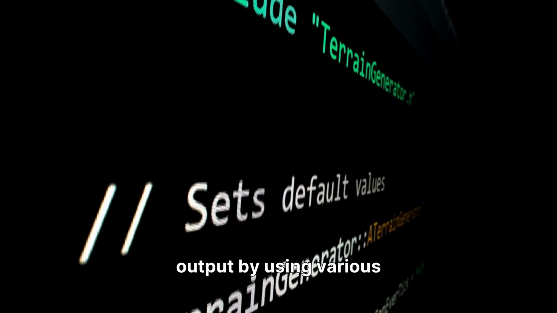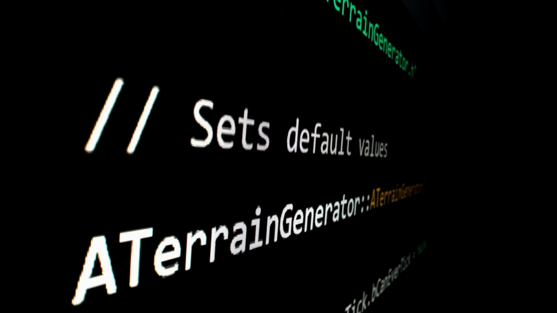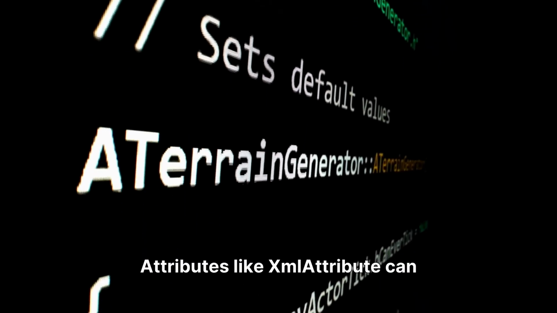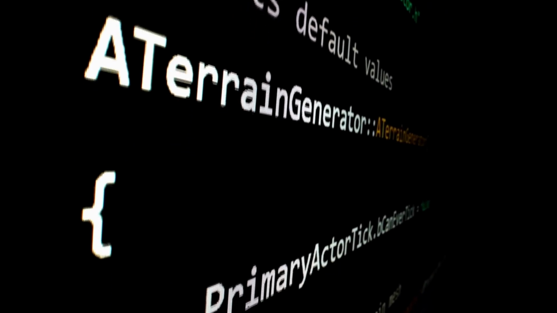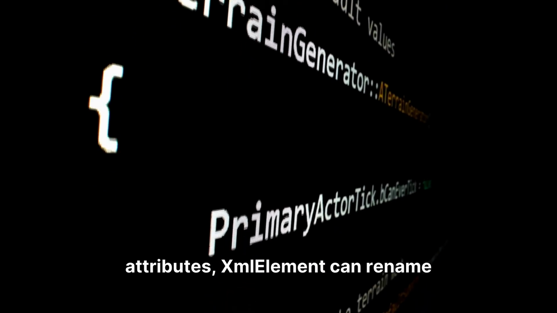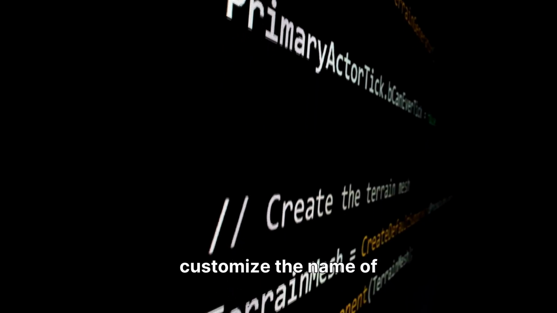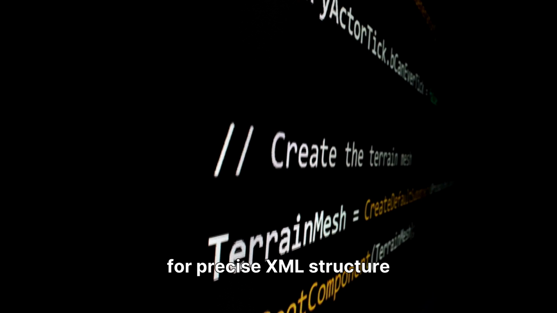You can exert significant control over the XML output by using various attributes. Attributes like XML attribute can map properties to XML attributes. XML element can rename elements. XML ignore can exclude properties, and XML root can customize the name of the root element, allowing for precise XML structure definition.